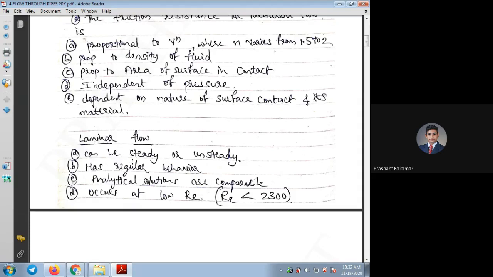And it will be steady flow, and it has a regular behavior. One can explain its behavior. And the solutions you get from any problems on laminar flow may be comparable, or almost error free, with our experimental results. So if you compare the theoretical results and the experimental values, the errors will be very small. You may get more accurate results in laminar flow.